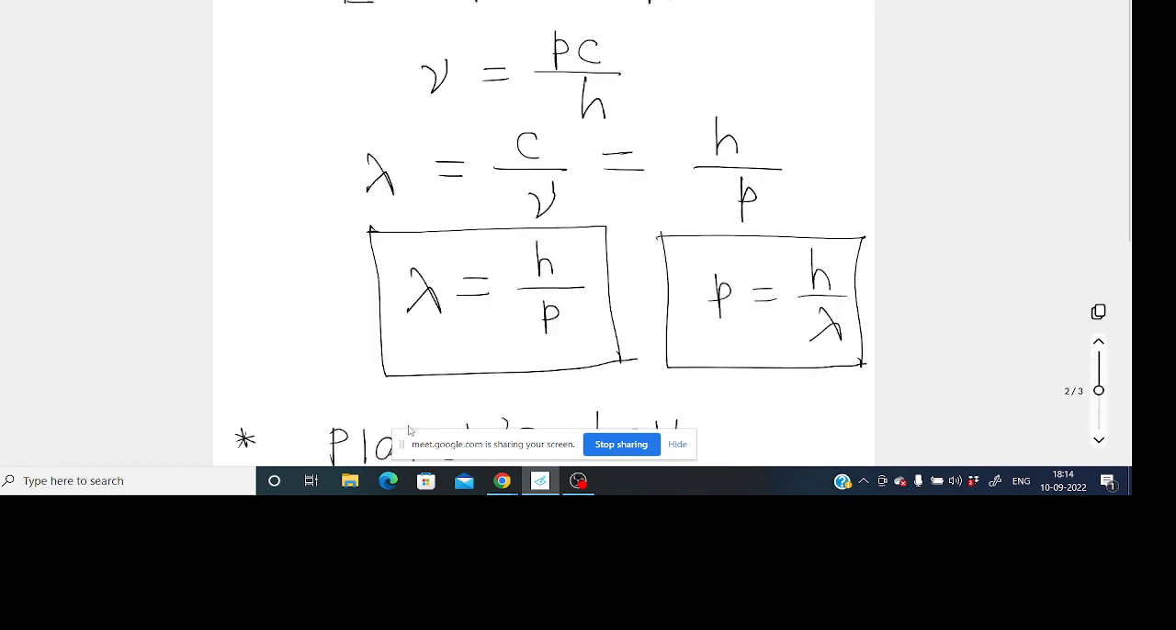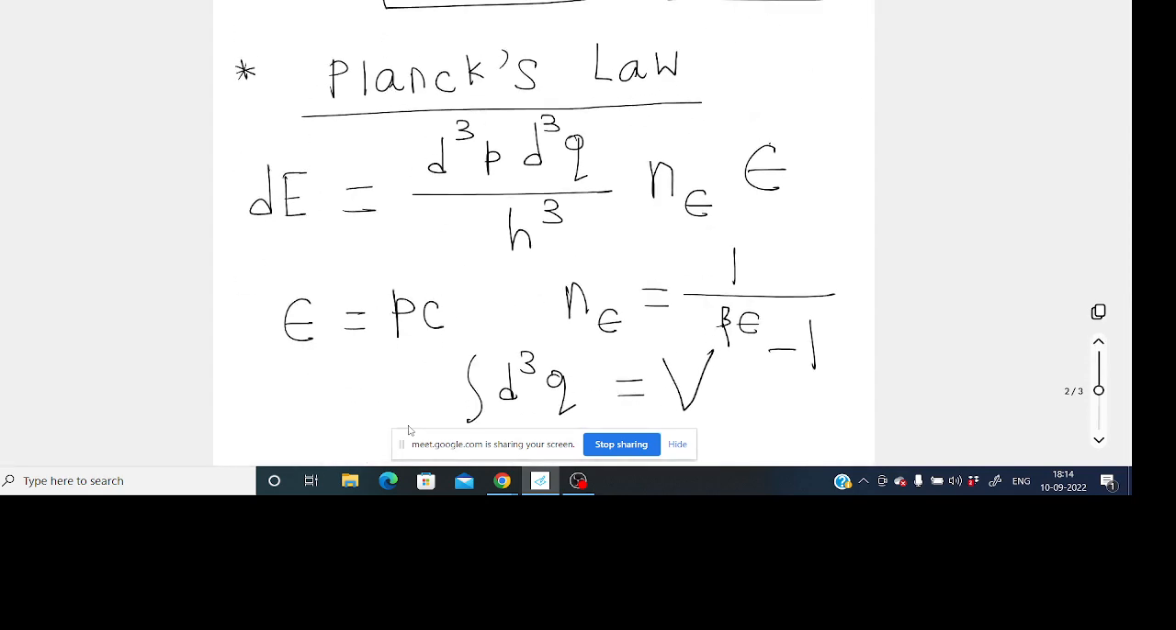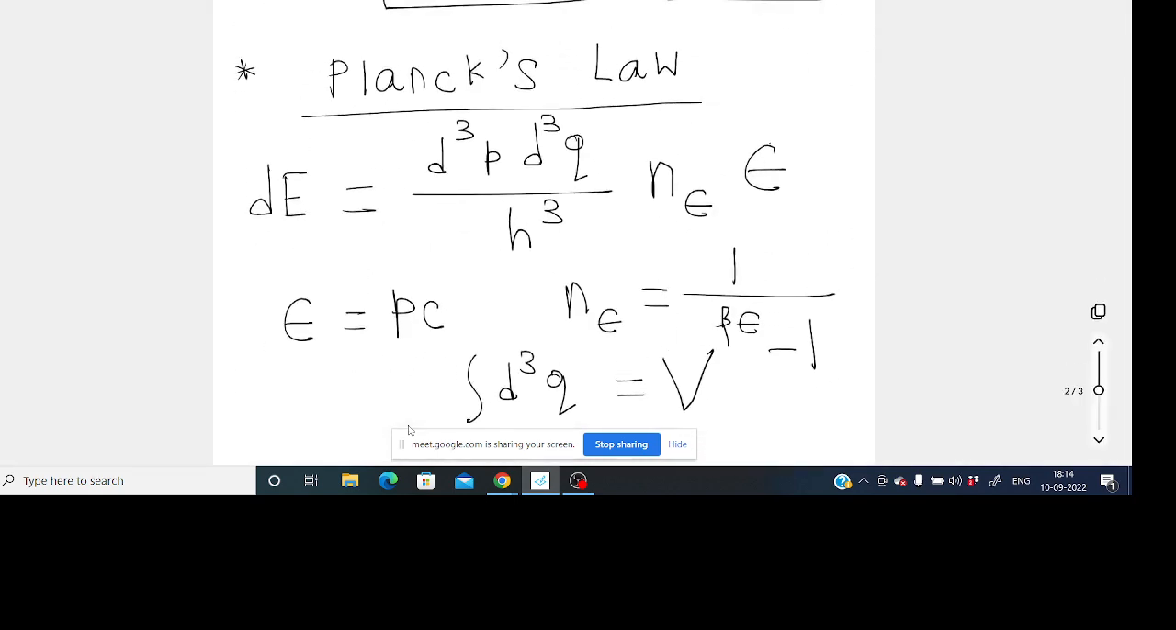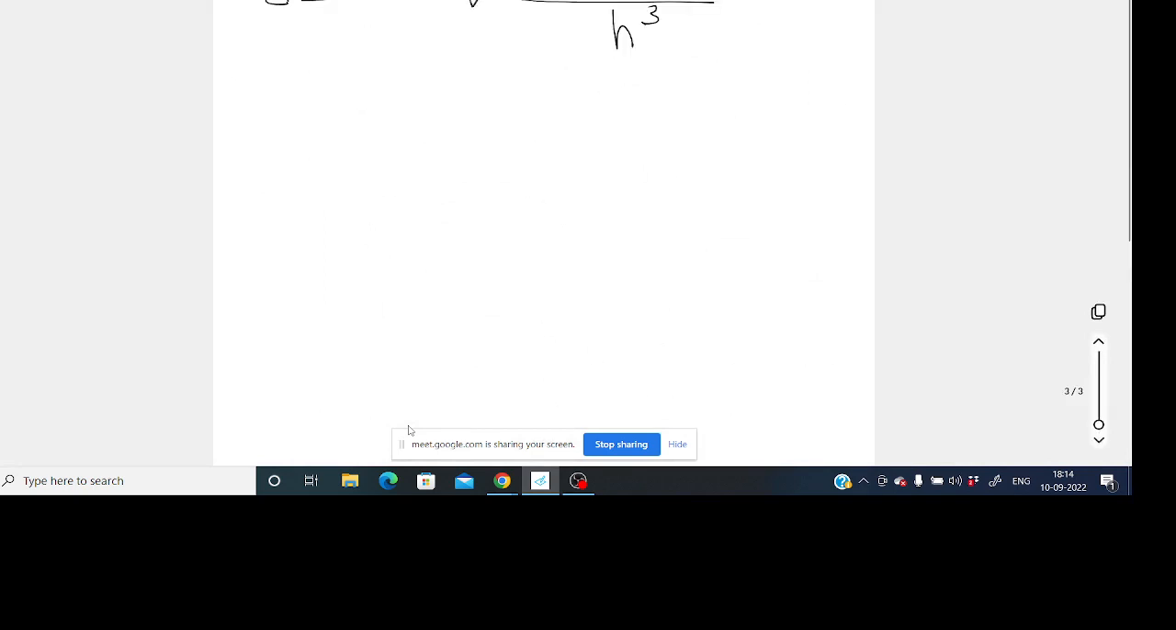And what is this d3p? This is equal to 4 pi p square dp, right? And epsilon is equal to p into c here. And there is this factor here, e to the pc by kBT minus 1.